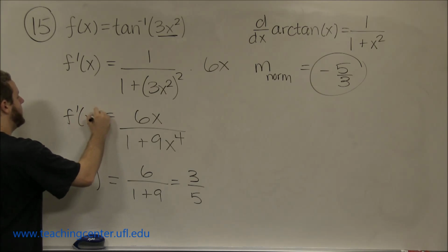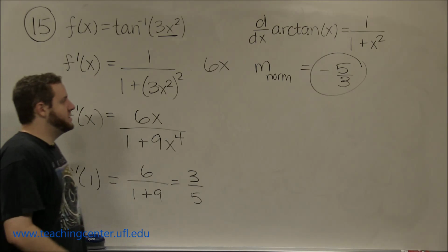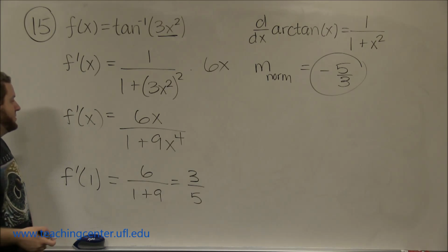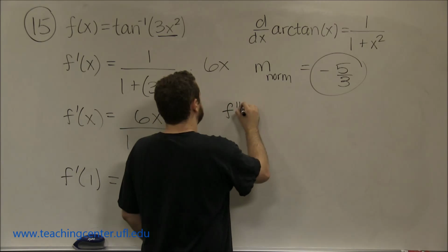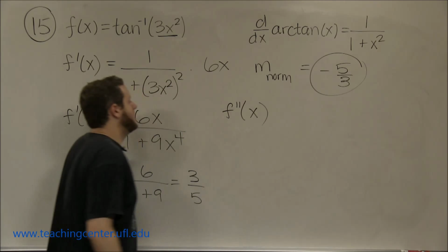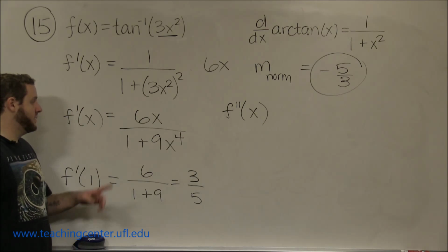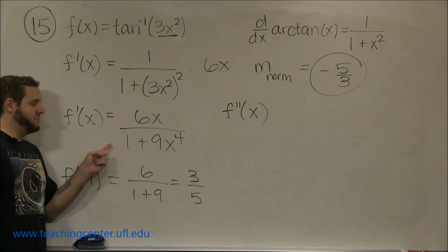And then for part B, we're asked what's the second derivative of this at 0. So I forgot f prime of x here. So now to answer part B, let's take the second derivative. So now we need to take the derivative of this. So f double prime here would be the derivative of this function.